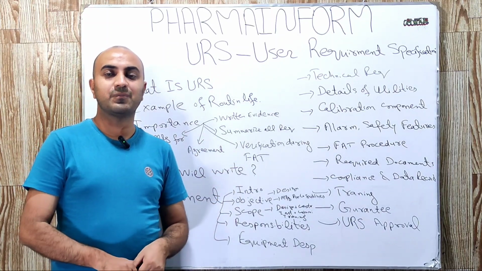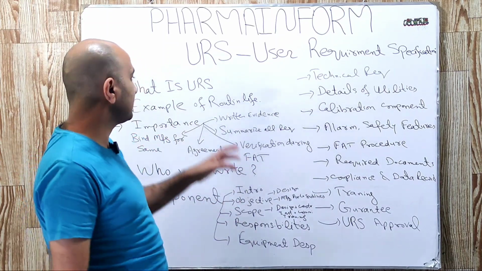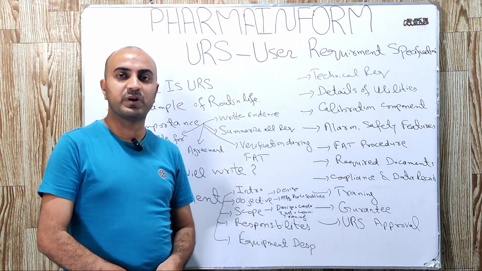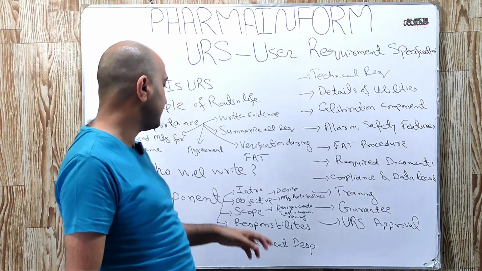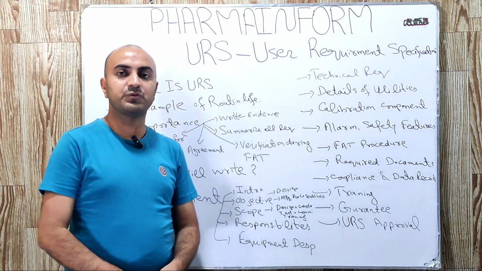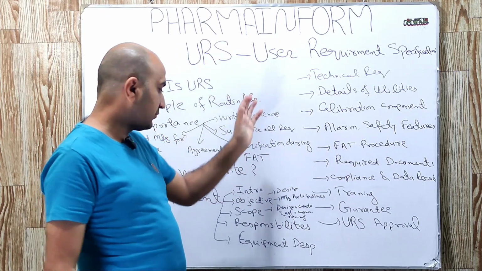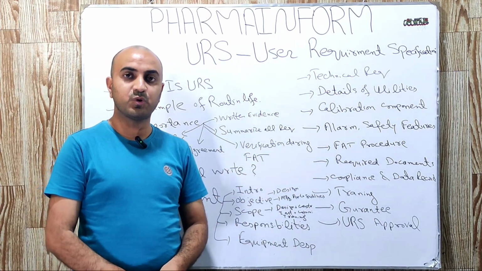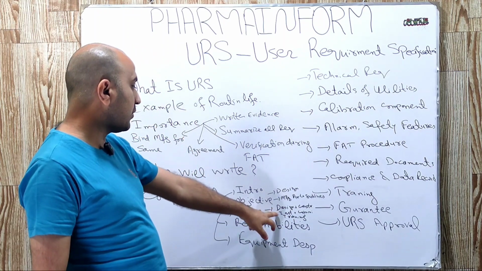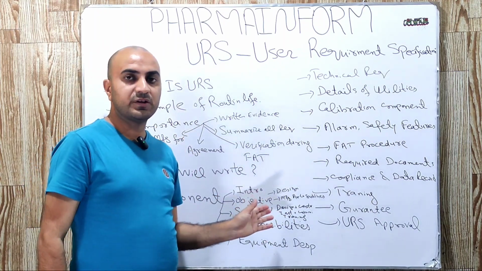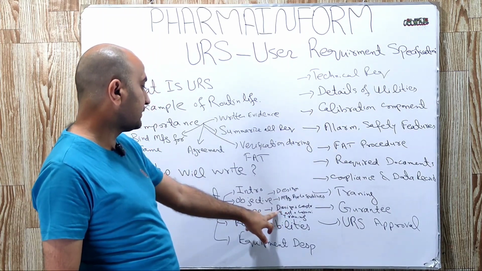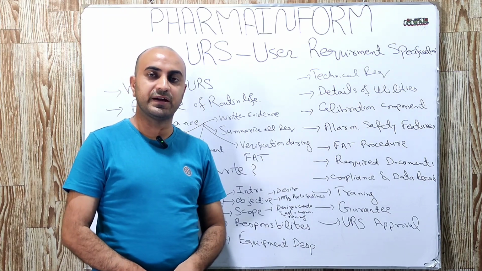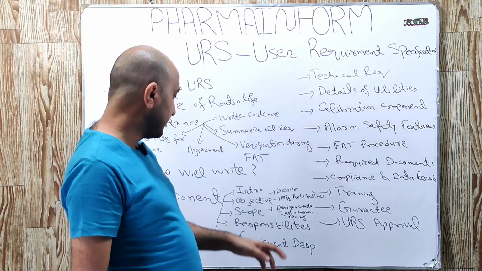The next one is the components of URS. A good URS consists of the following components: an introductory page where the name of the equipment and the name of the pharma company are mentioned. Next is the objective of URS, meaning what the objective of the URS is. Next is the scope of URS, meaning what the scope of the URS is. Usually the URS scope covers design and construction, installation and commissioning, and later on training of the staff.